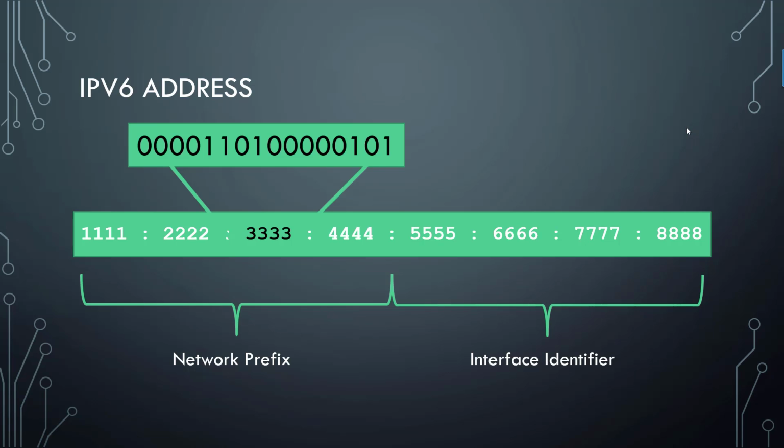So when we look at an IPv6 prefix or IPv6 address, it is split exactly in half between the network prefix and the interface identifier. As you can see here, the network prefix of 1111, 2222, 3333, 4444, we only look at the third hextet and we convert that to a binary representation of 3333. All right.